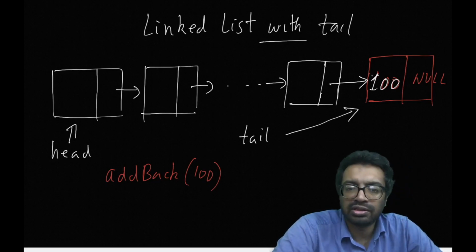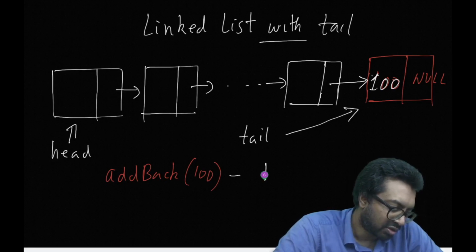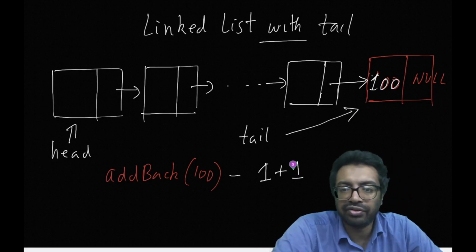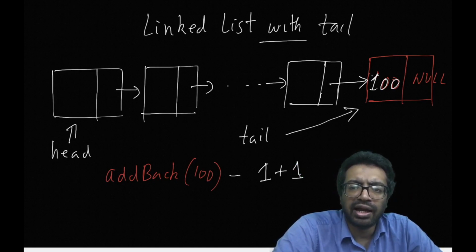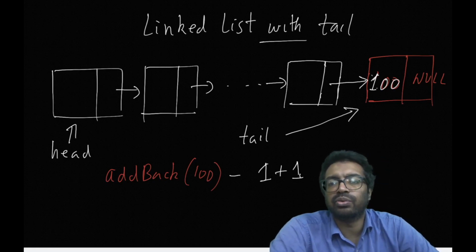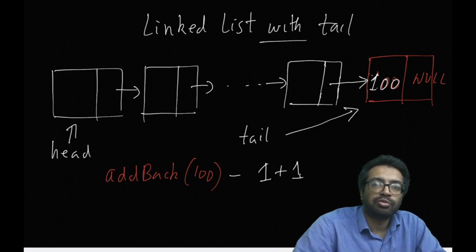Now the question is, how many nodes did we visit to do this addBack? We can write 1 plus 1 if you want. So one node we visited was the last node in the original list, and we had to change its next, and then we had to create this new node. So there are two nodes which we had to visit.